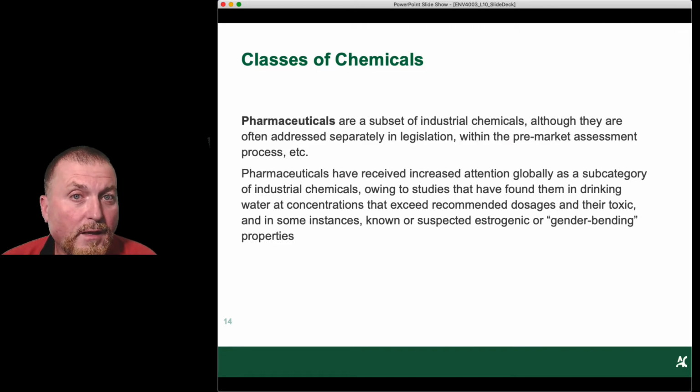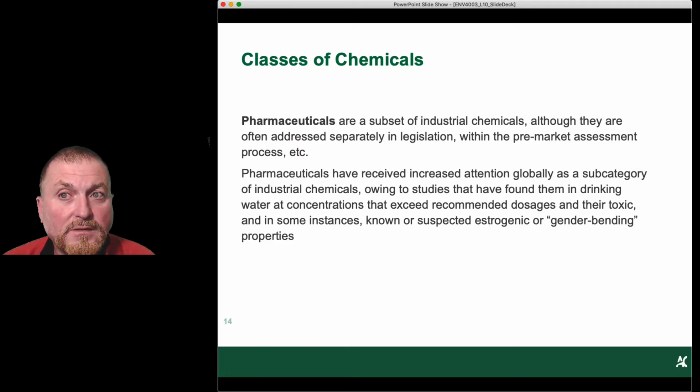Okay. And one thing a lot of people don't realize is pharmaceuticals are also becoming a significant environmental issue, right? And a lot of people also don't realize that pharmaceuticals are a subcategory of industrial chemicals, believe it or not, right? But they're addressed by separate legislation for obvious reasons, right? They're designed to be consumed by humans, right? But they've been receiving increased attention globally as a subcategory of industrial chemicals, owing to studies that have found them in drinking water at concentrations that exceed recommended doses, and they're toxic.